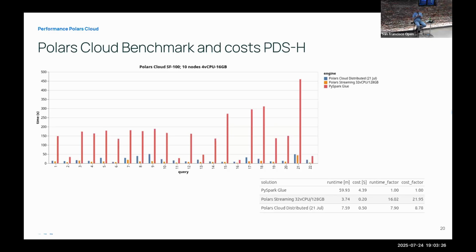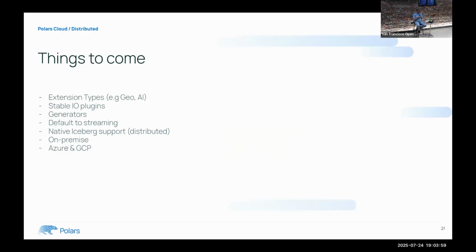Or when you go into more embarrassingly parallel queries, then distributed can get way more I/O loading from S3. So yeah, we saw that distributed is about 16 times faster. Streaming 16 times faster and distributed 8 times faster than PySpark Glue. So you talk about going from a query that takes an hour to 2 minutes.